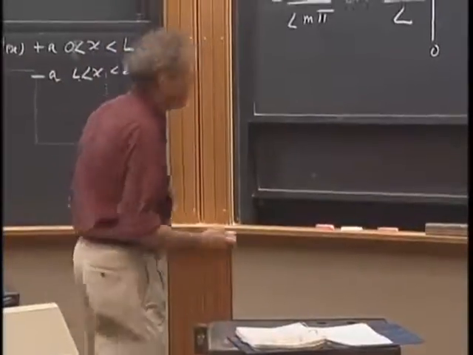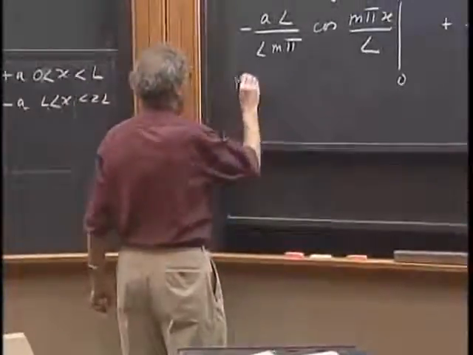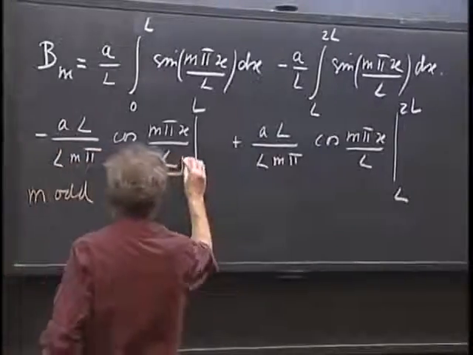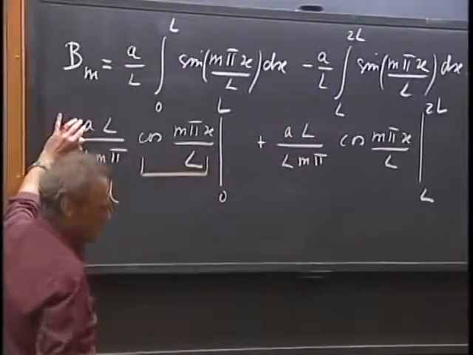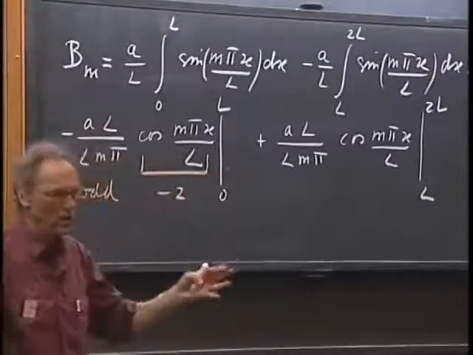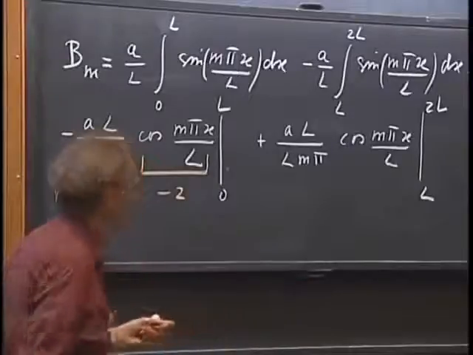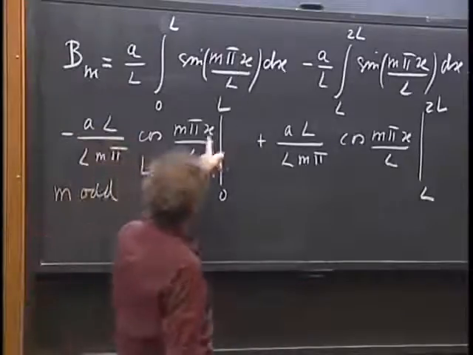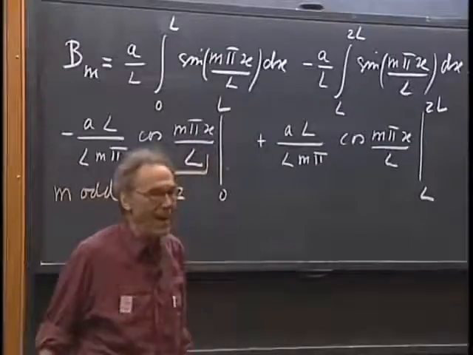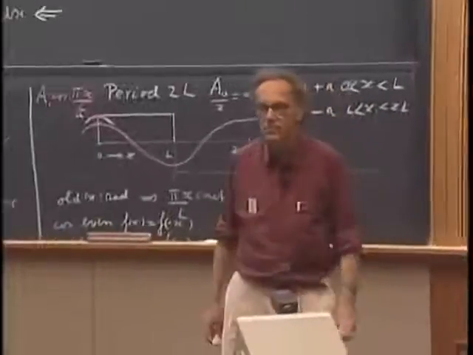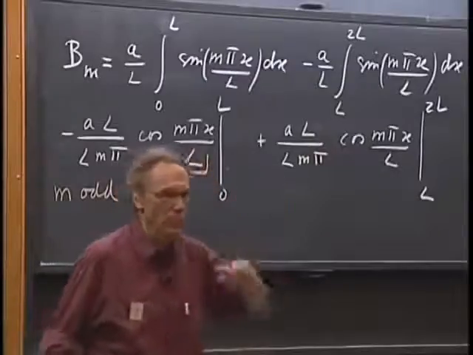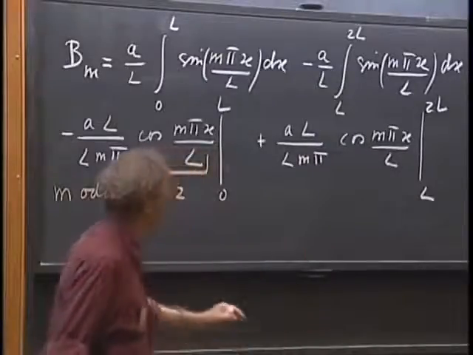Now, when m is odd, this one alone, don't look at this one alone, is minus 2. You have enough knowledge to confirm that. If you substitute x equals L, for instance, you take m equals 1, which is odd, you get the cosine of pi. That's minus 1. And then the cosine of 0 is 1, but you have to subtract that. You get another minus 1. So you get minus 2.